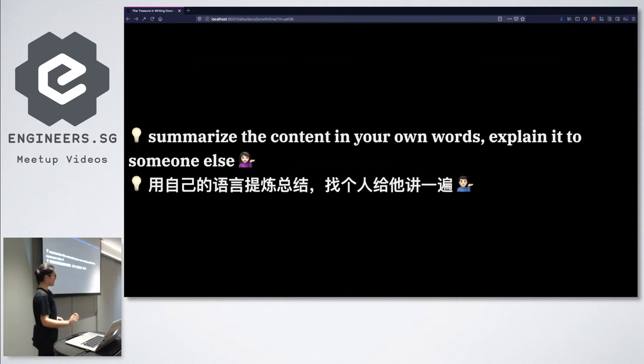So try this. If you read something valuable, this applies to not just one of those, but most content that you consume. Don't just stop at bookmarking it. Instead, try to summarize the content in a few words of your own and share it with someone else.